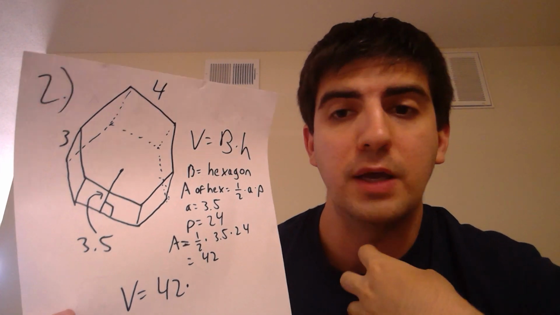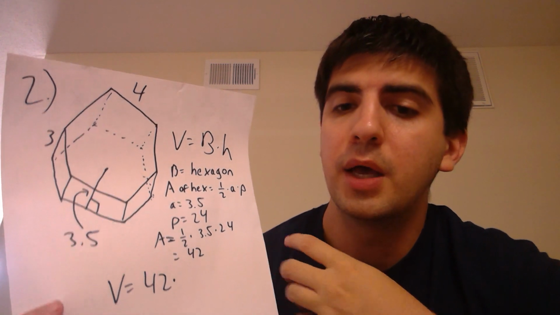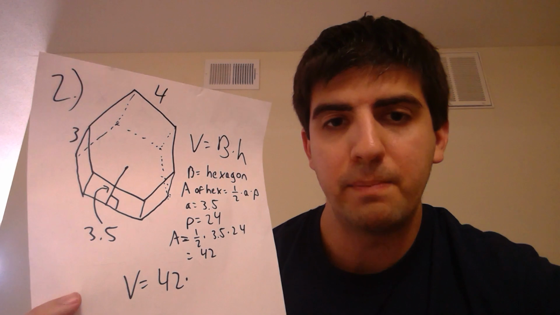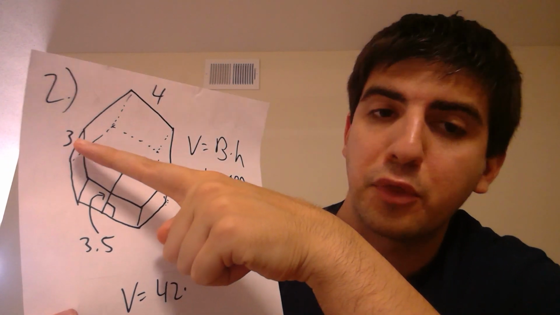To find the volume, to figure out how much water it would take to fill this thing up, you multiply the area of the base times the distance from one base to the other that we refer to as the height. In this case, those 2 hexagons are 3 feet apart, so the height is 3. And our final answer here, 42 times 3 is 126.